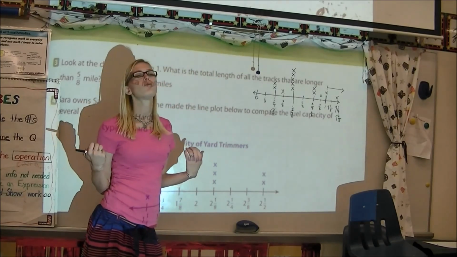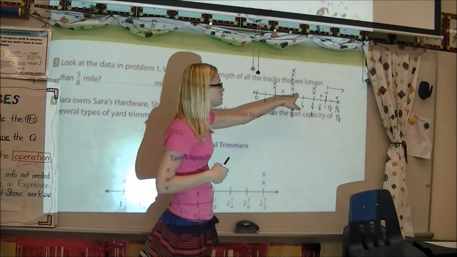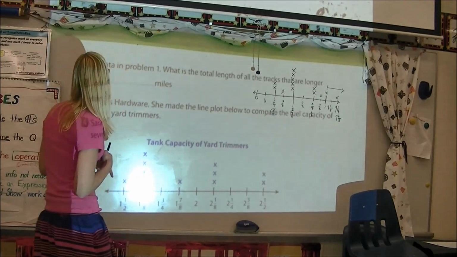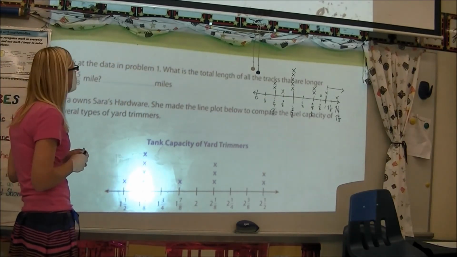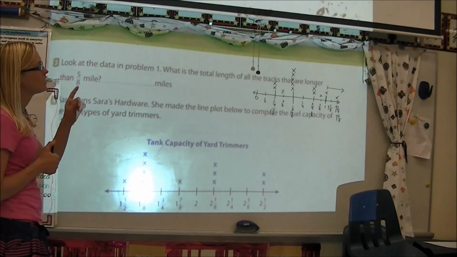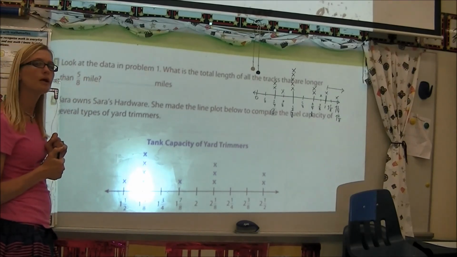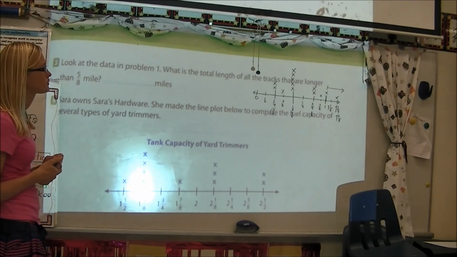No, I would not. But why not? Why would I not use it? Again, the question says, look back at the data in problem 1. What is the total length of all tracks that are longer than 5/8? If there was a data point at 5/8, why would I not have included it?